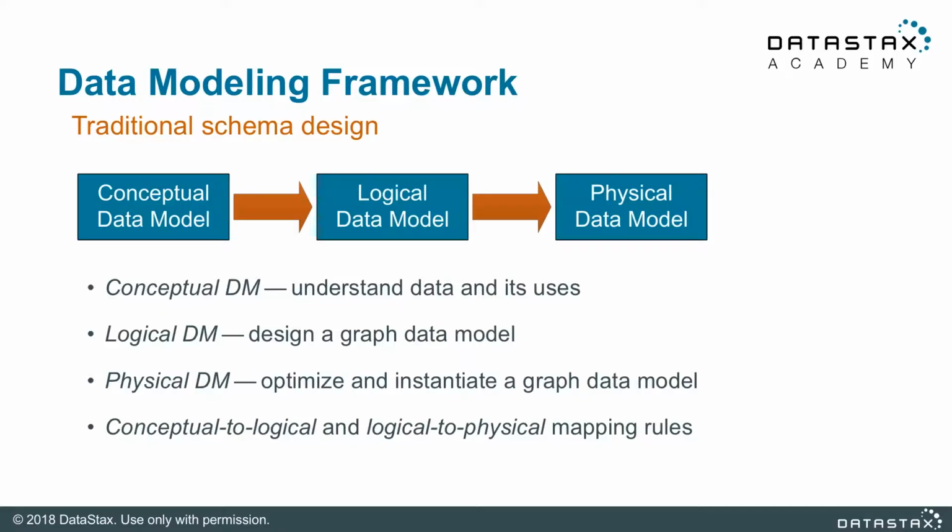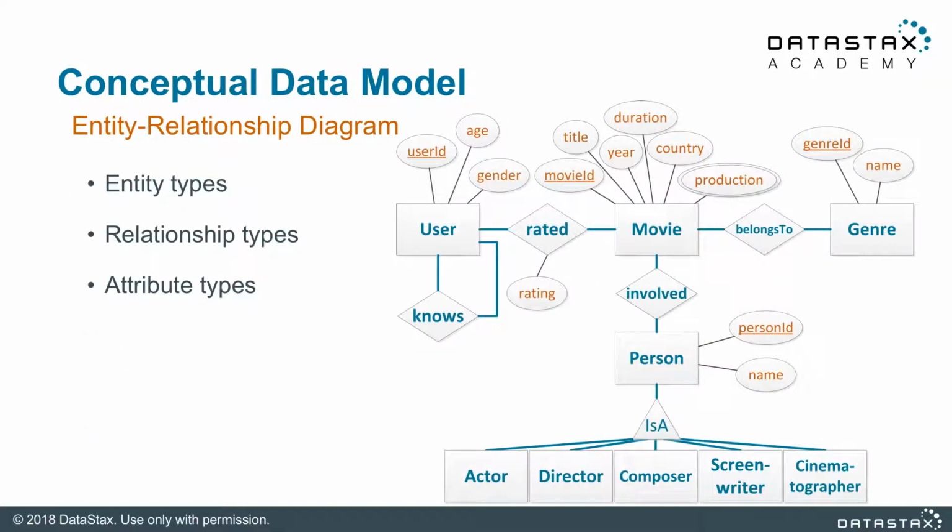Luckily for us, the traditional schema-designed data modeling framework is just as applicable to graph as it is to other database types. Let's work through the process of defining our conceptual data model, our logical data model, and our physical data model in a graph example. We start by diagramming our conceptual data model in an entity relationship diagram. We draw all of our entity types, fill in the relationships between those entity types, and also assign all of our attributes. Notice that there's nothing graph-specific happening yet. We're simply filling in the entities and the relationships from our killer video application.